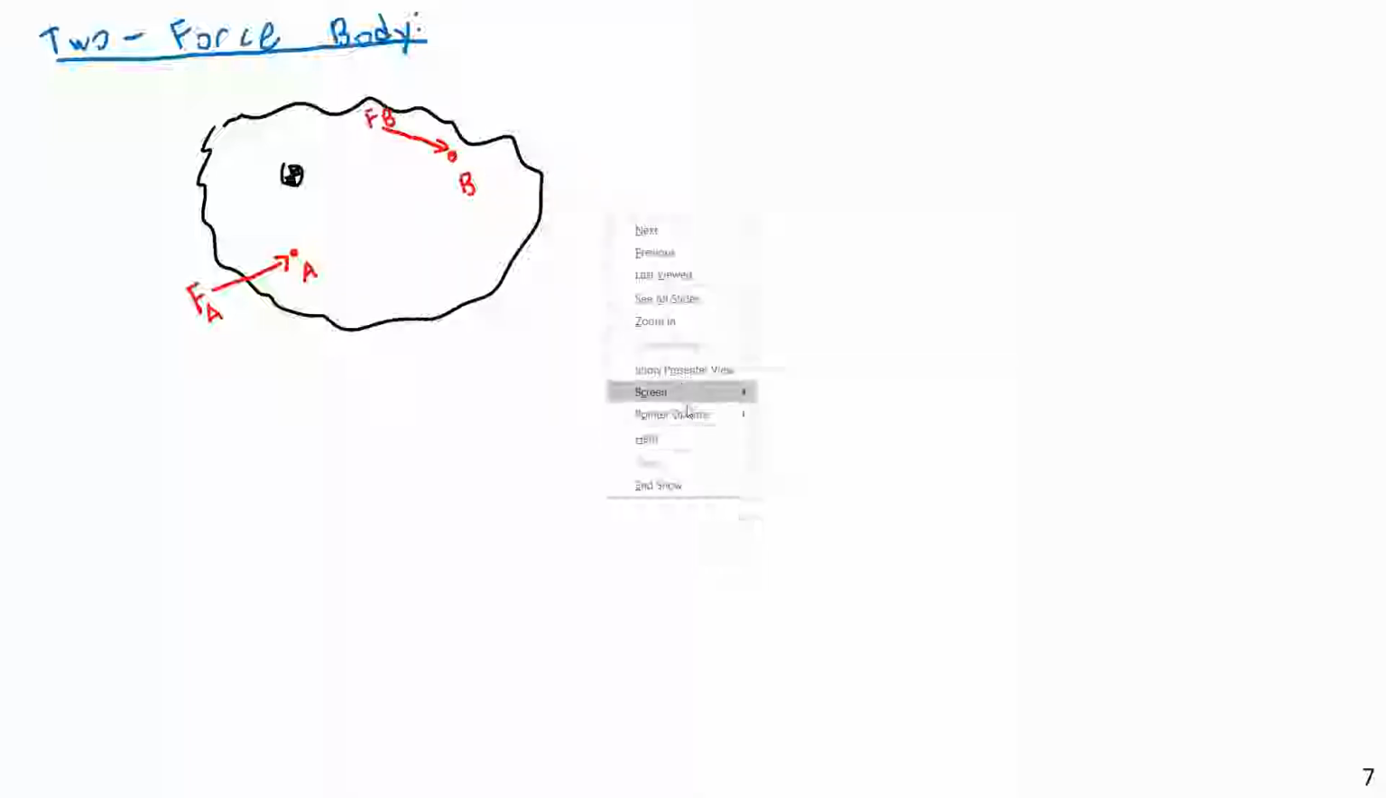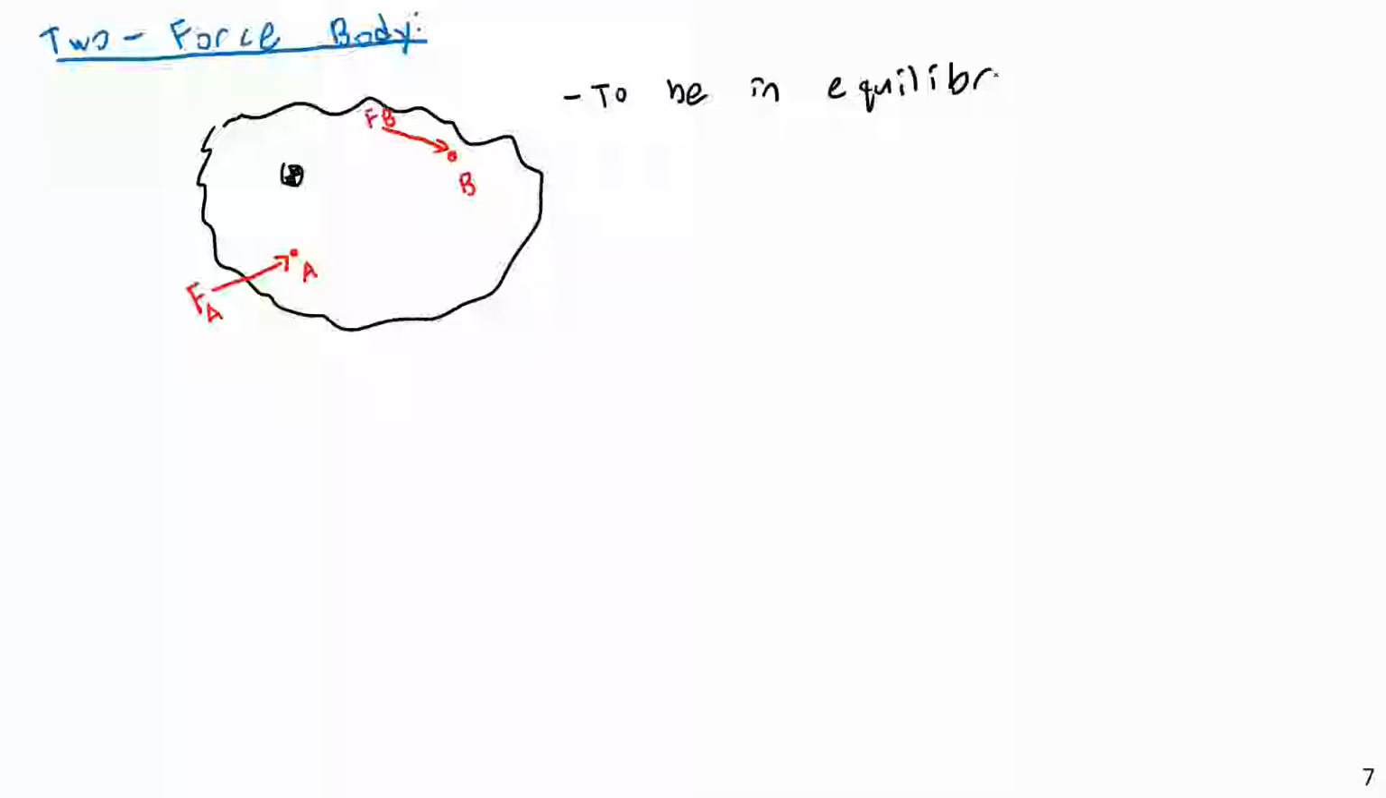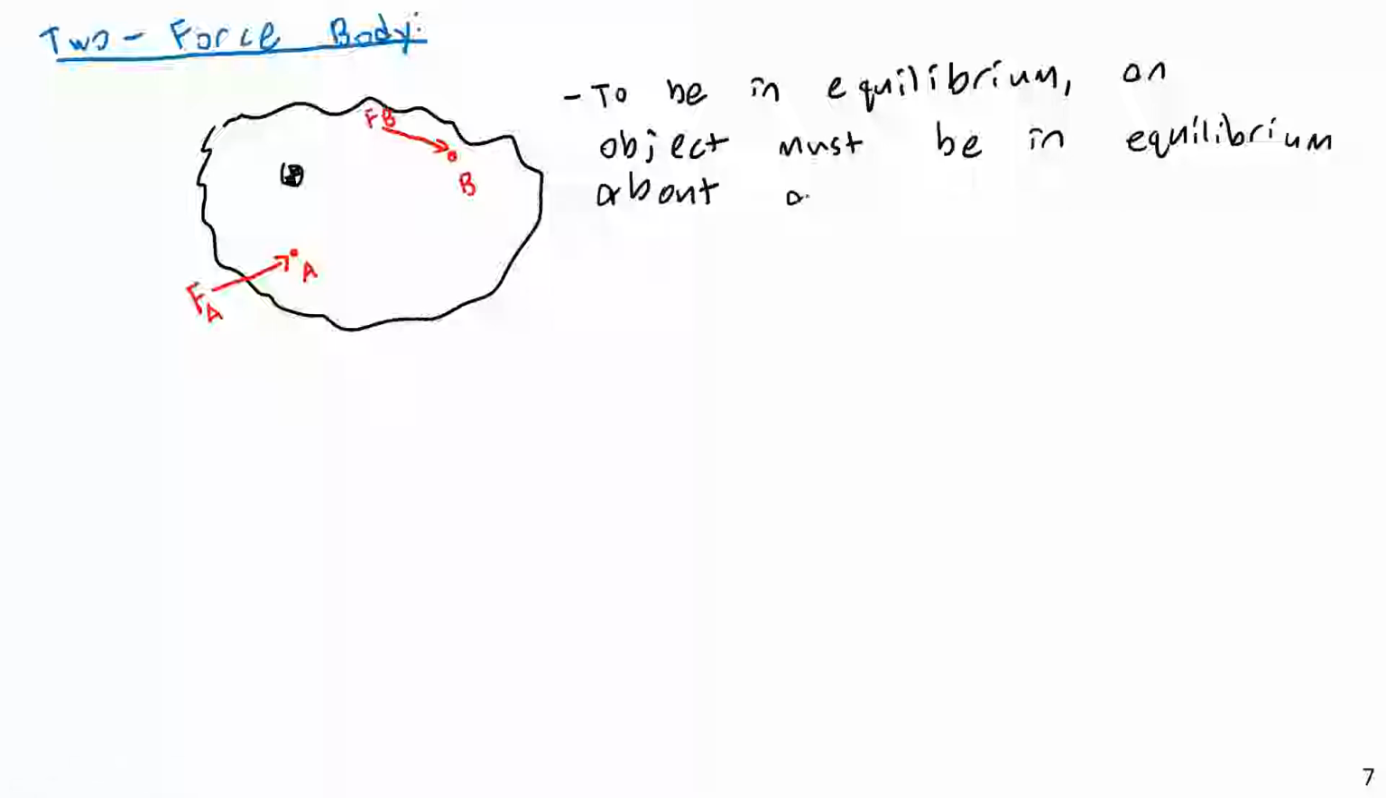Now, if you remember from earlier in the course, we've mentioned that if something is to be in equilibrium, it must be in equilibrium about any coordinate system. An object must be in equilibrium about any arbitrary axes, about any set of axes, any set of parallel axes.